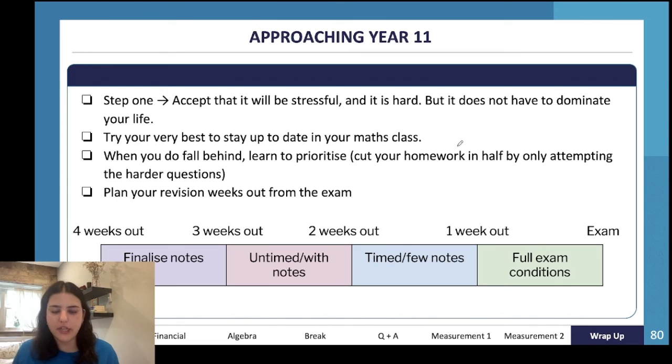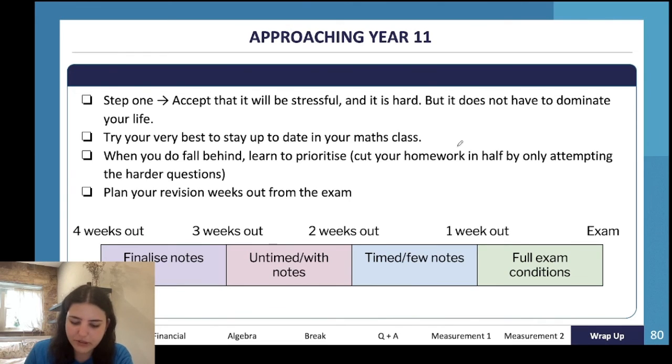You want to prioritize by cutting parts of your homework out. So the best way to do this is to only attempt the harder questions. If you're going to cut homework out, if it's a 10 question exercise, get rid of the first 4 questions or the first 5 questions.